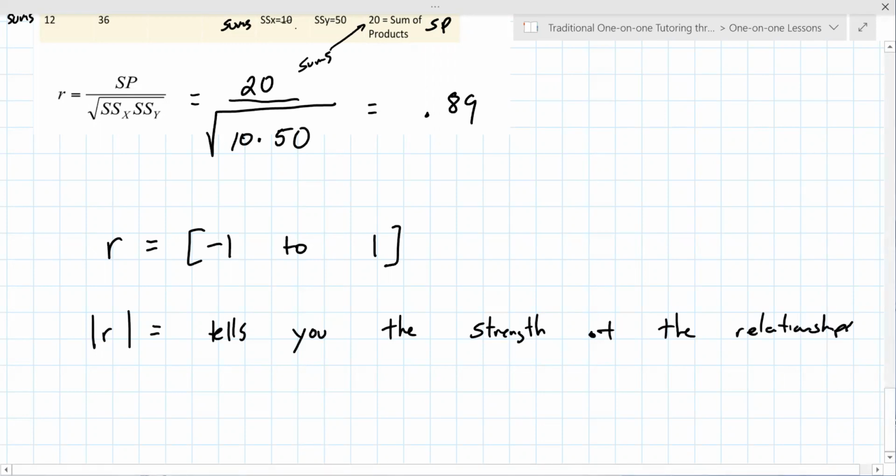Yes. So if the absolute value of R is closer to 1, and again, it kind of ranges, like 0.8 to 1, this means it's strong. And again, we're talking about the absolute value of R. So a question you might see on an exam would be something like, which of the following, let me actually write this down.